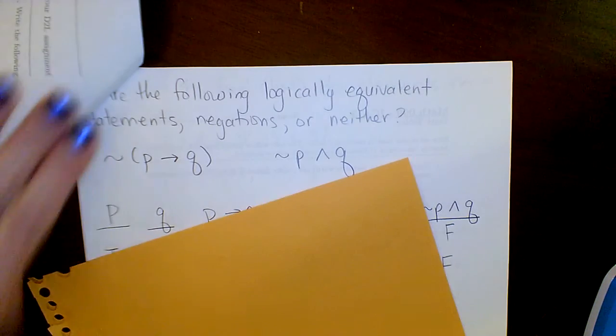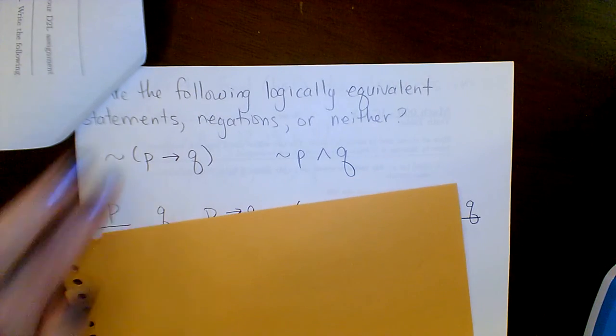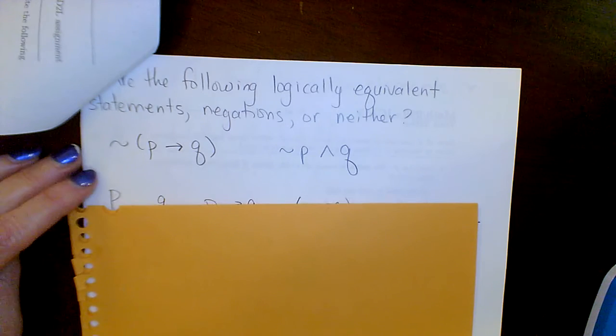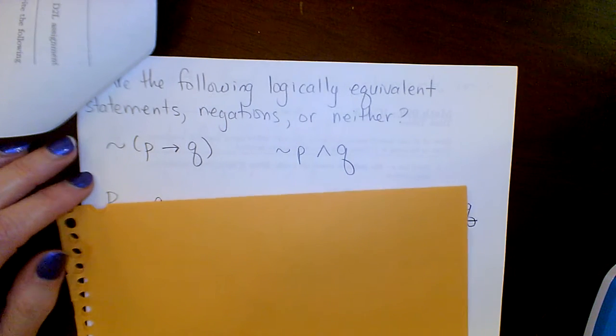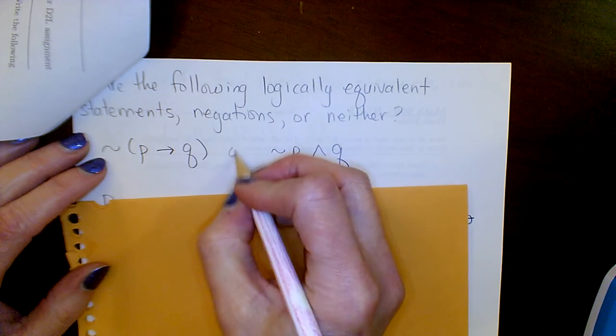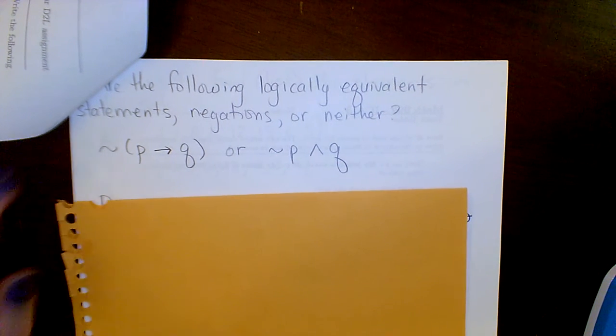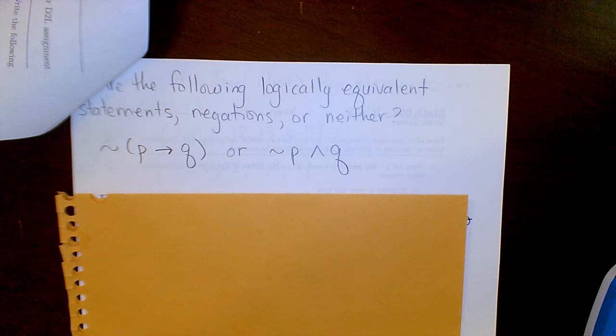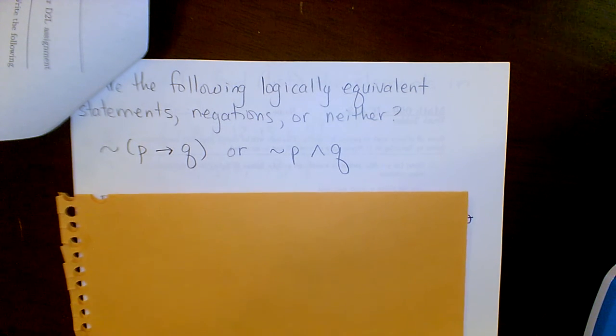Okay, so if we're talking about logically equivalent statements, are the following logically equivalent, negations, or neither? So I'm talking about that or that. Logically equivalent means that they have exactly the same truth table column. Negations mean they have exactly opposite truth table columns, and neither means they're neither the same nor complete opposites. So we just need a truth table for both of those columns.